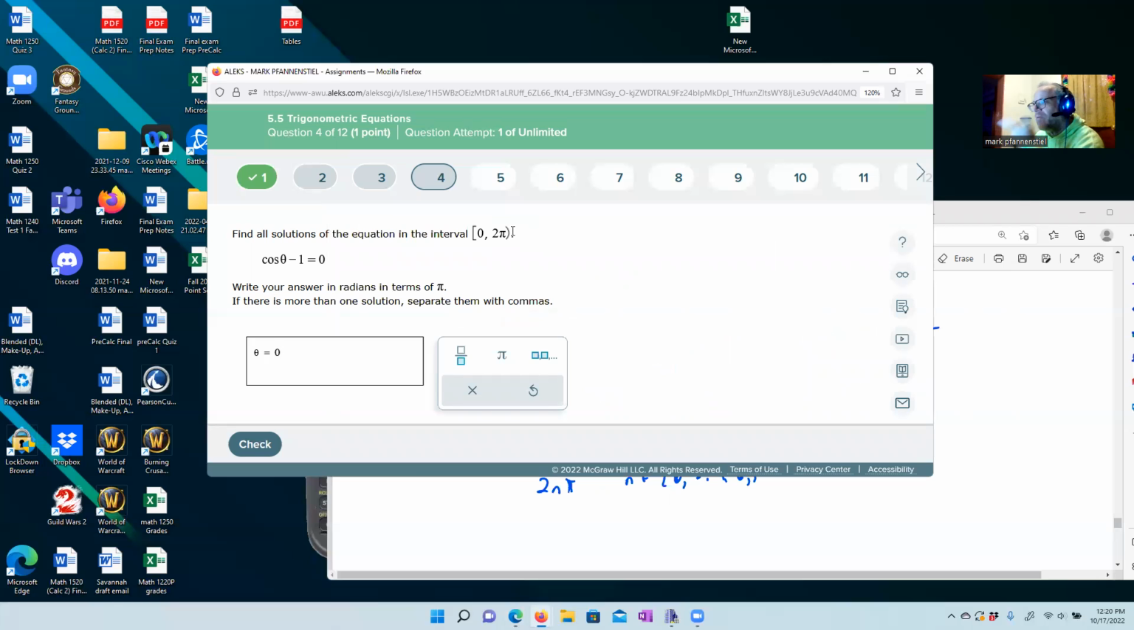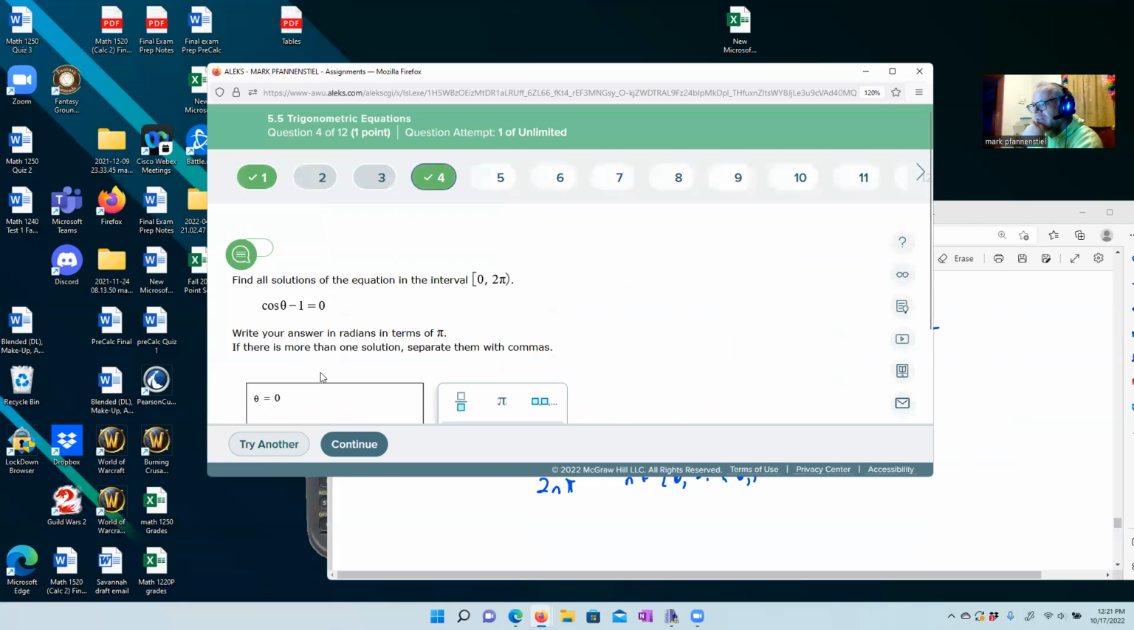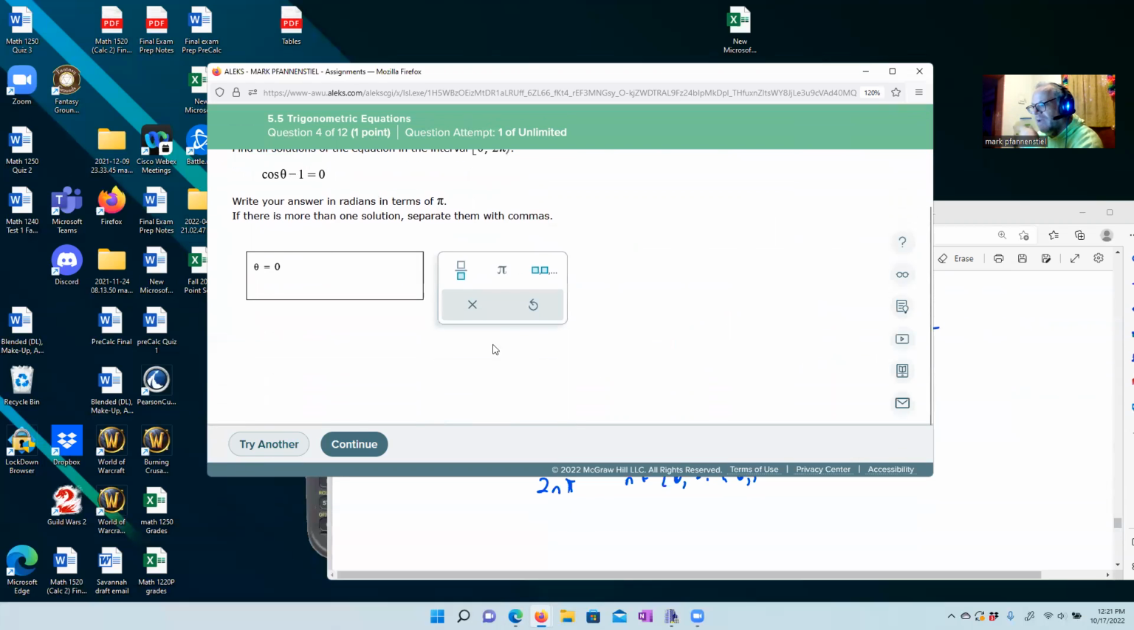But in this case, they don't want 2 pi. It's not included in our interval. Remember, the parentheses does not include. So it's just theta is equal to 0, and that's it. Okay, so we'll go ahead and check.